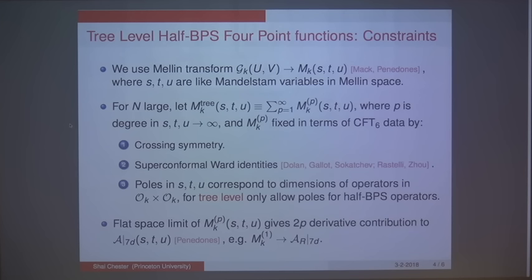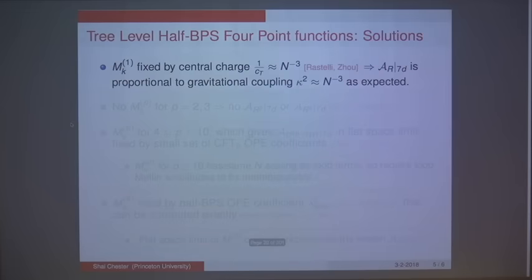So for instance, a degree 1 Mellin amplitude would correspond to a 2-derivative term in the flat space S-matrix, i.e. the Einstein-Hilbert term. So using these three principles, we can basically bootstrap this Mellin amplitude. This was done for the degree 1 Mellin amplitude by these gentlemen. They got one solution, and then you can fix its coefficient in terms of the central charge. It's proportional to N to the -3, and this is as expected.